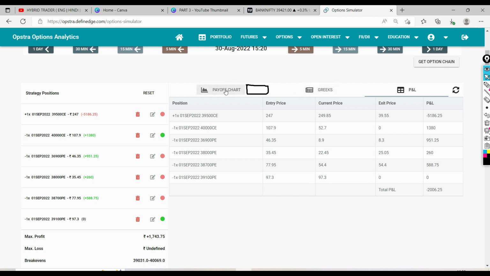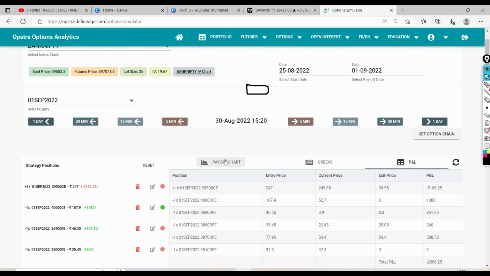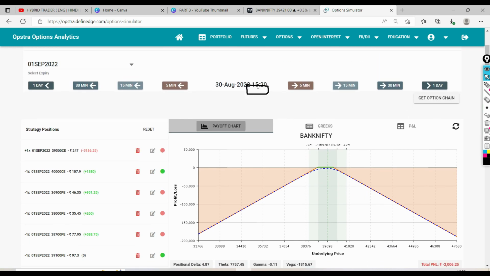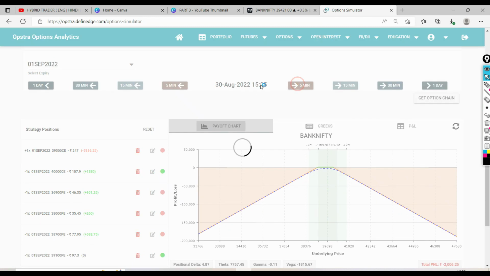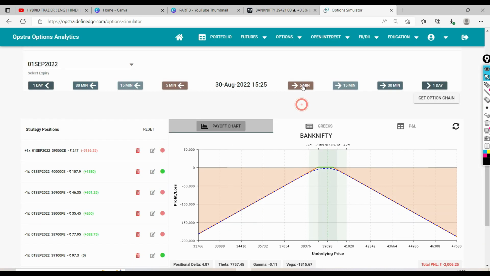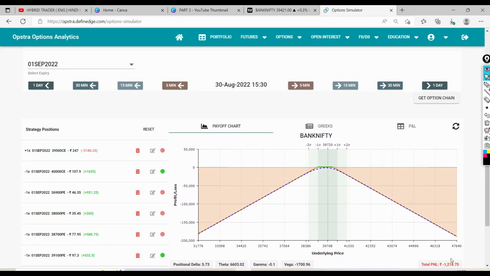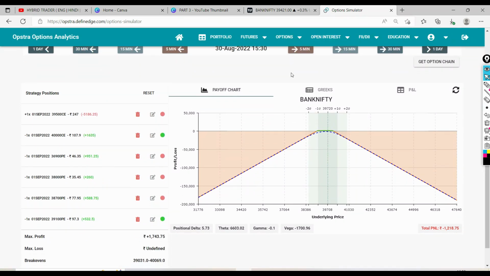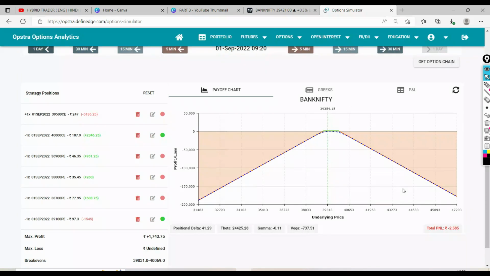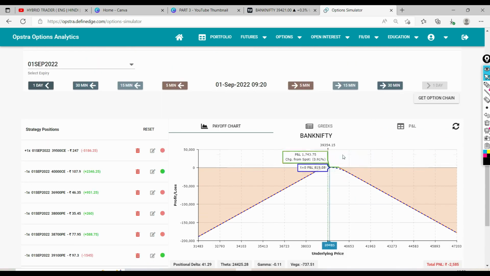Now what I'll do, I'll go to the payoff. I'll take it to the next day. This is a very crucial day, right? 3:30 on 30th August. Okay, we are at 3:30. Next day what happens? So we are at a loss of 1218. Next day what happens? So your loss is again 2580, but the market is here. So let's see if you're able to trap.